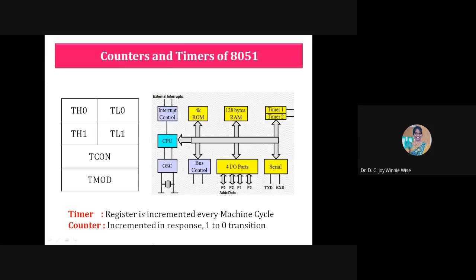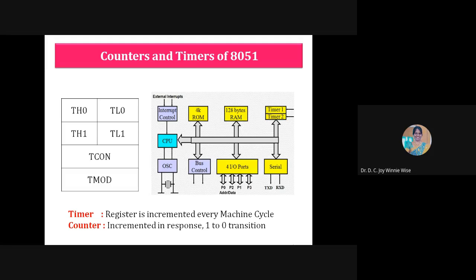The counter means, when there is a transition from 1 to 0 in the clock pulse. So do you remember the clock pulse? The clock pulse has a transition initially from 0 to 1, and it will be stable in that state for a short time, and then it transfers to 0. So when there is a transition from 1 to 0, there will be a change in the data. So this counter can act as a timer and also a counter. Timer means the value will change for every machine cycle, and counter means the value will change if there is a transition from 1 to 0.